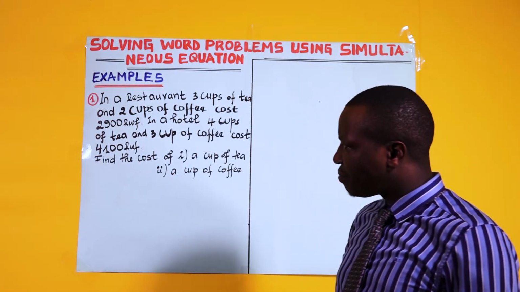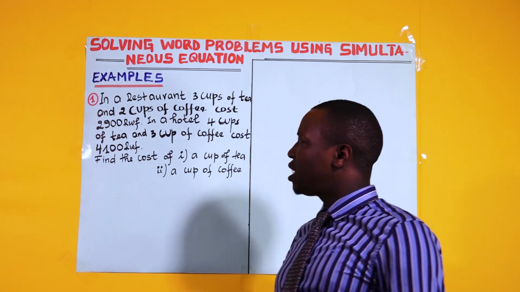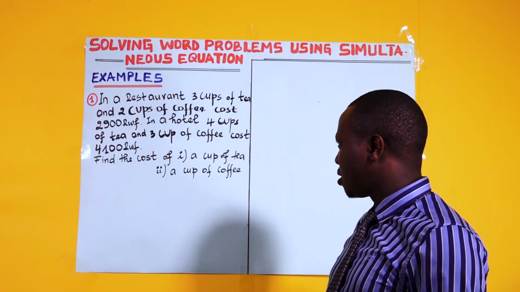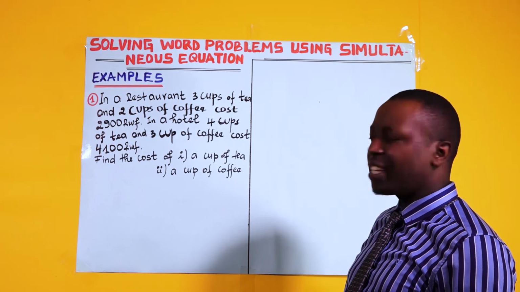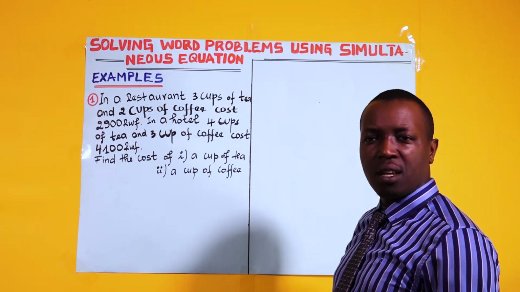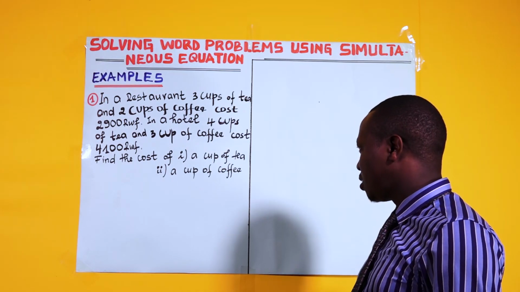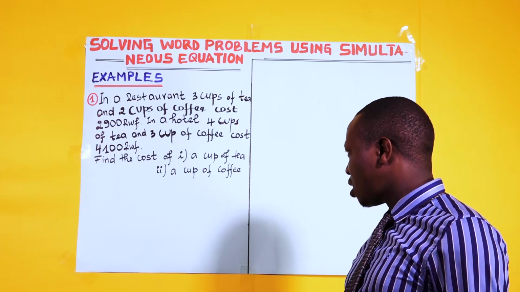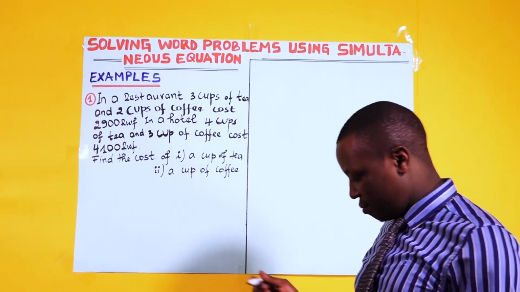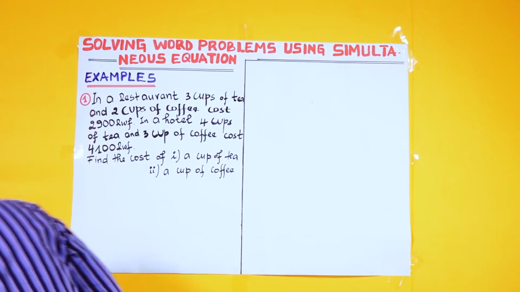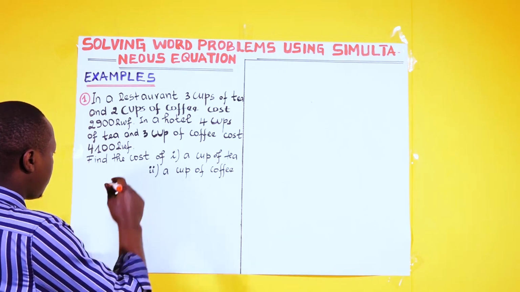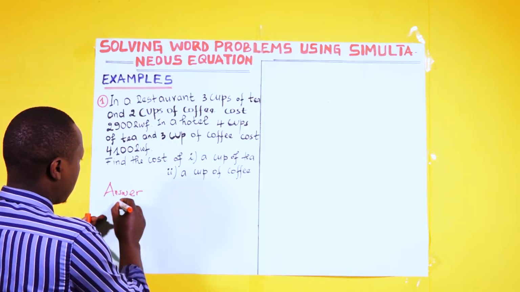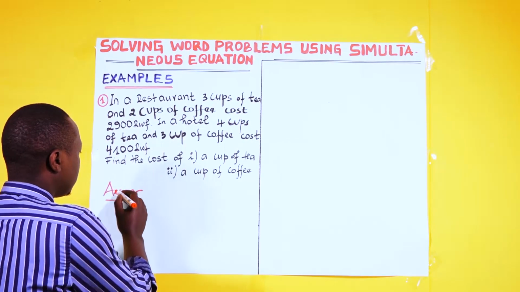The first example says: In a restaurant, 3 cups of tea and 2 cups of coffee cost 2,900 francs. In a hotel, 4 cups of tea and 3 cups of coffee cost 4,100 francs. Find the cost of a cup of tea. Then you're going to find after the cost of a cup of coffee. So, answer for this question.